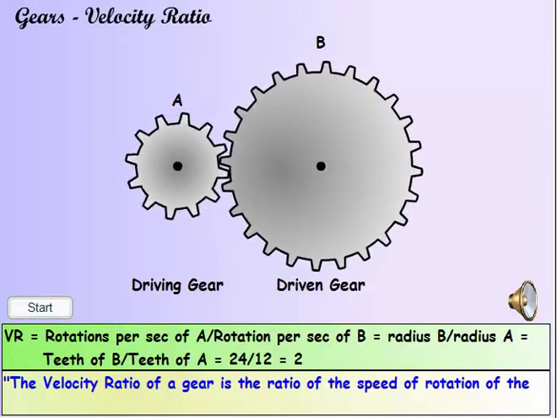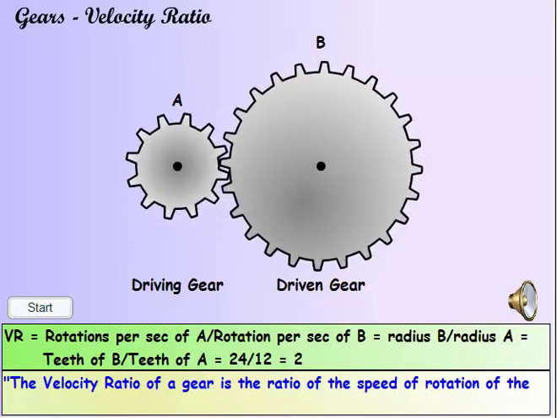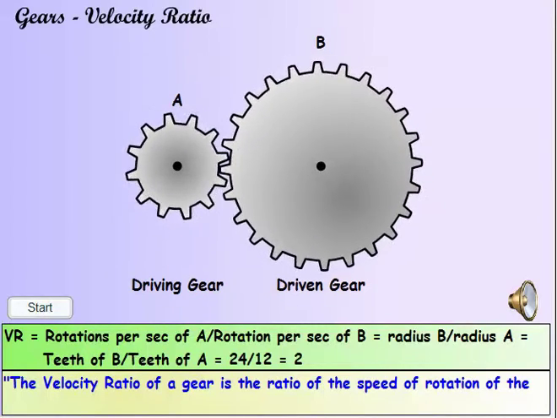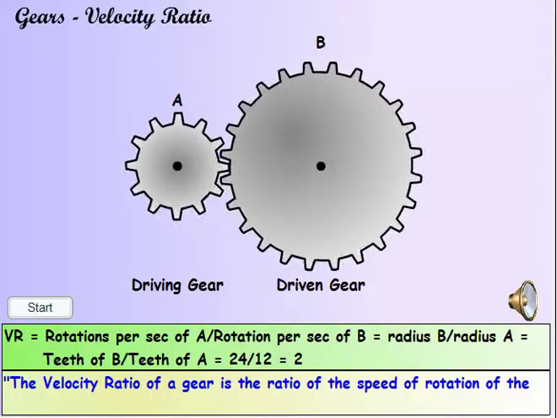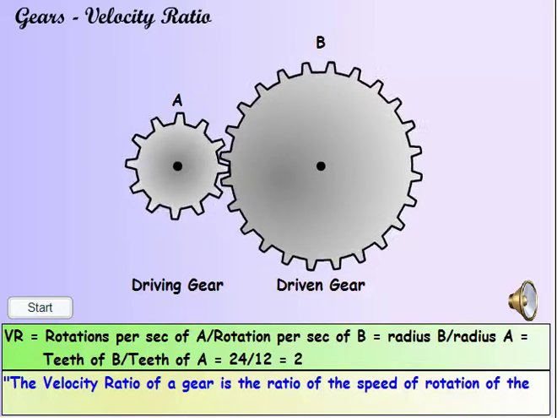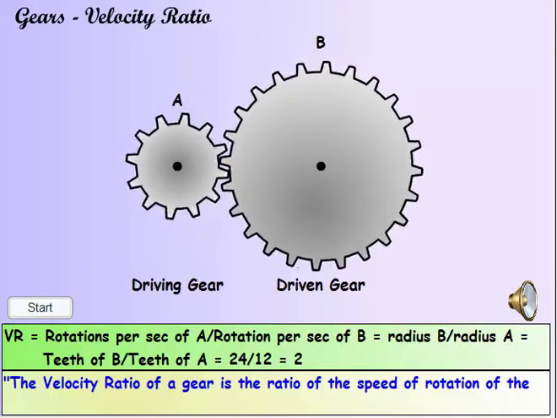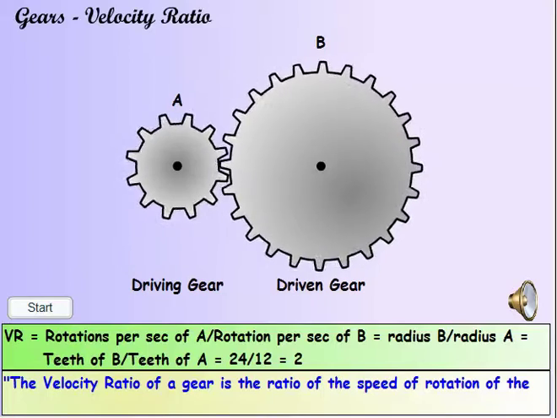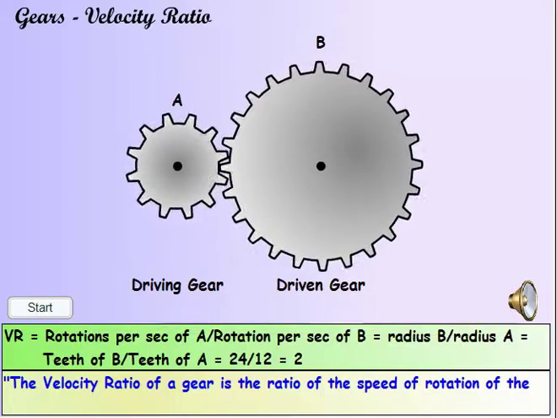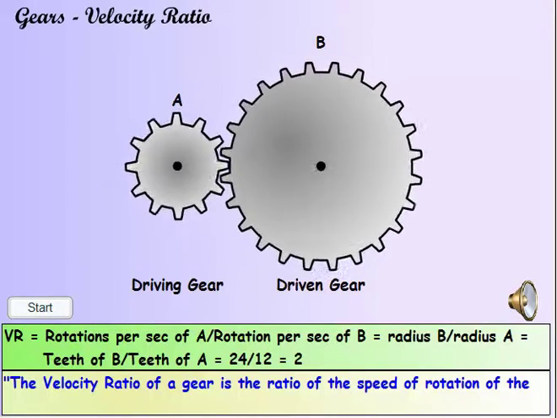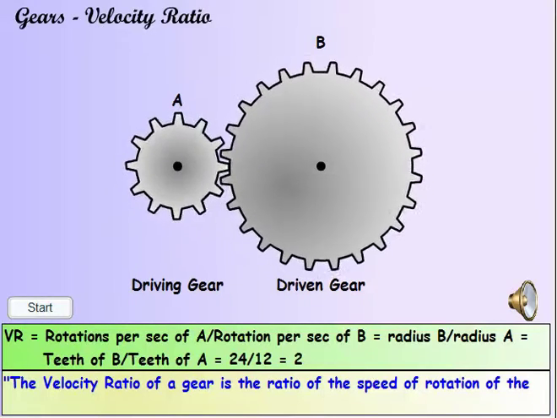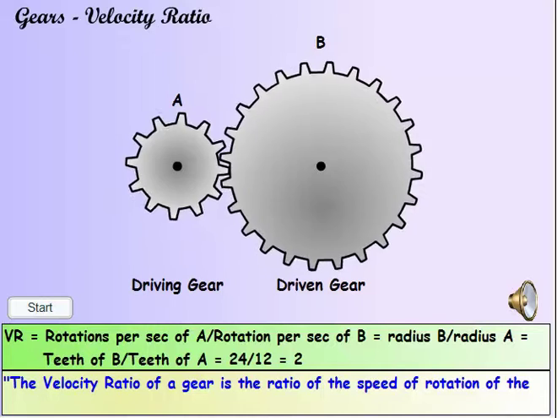Gears are also simple machines. In this case, the driving gear is smaller than the driven gear. The velocity ratio can be expressed in many ways here. We can say it is the ratio of the rotation per second of A to the rotation per second of B, or the radius of B to the radius of A, or the number of teeth of B to the number of teeth of A. All the ratios should be identical.